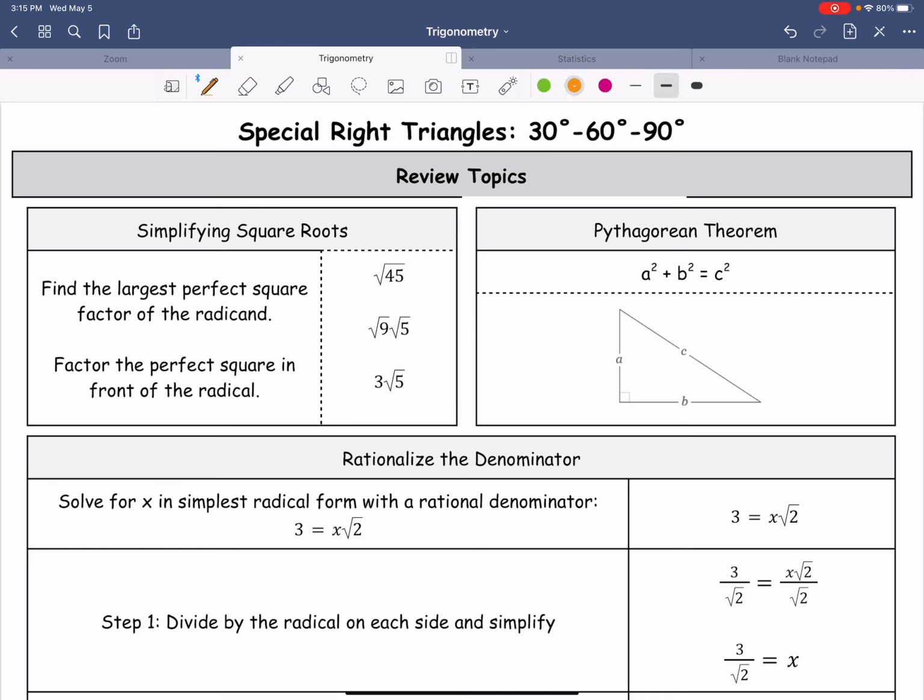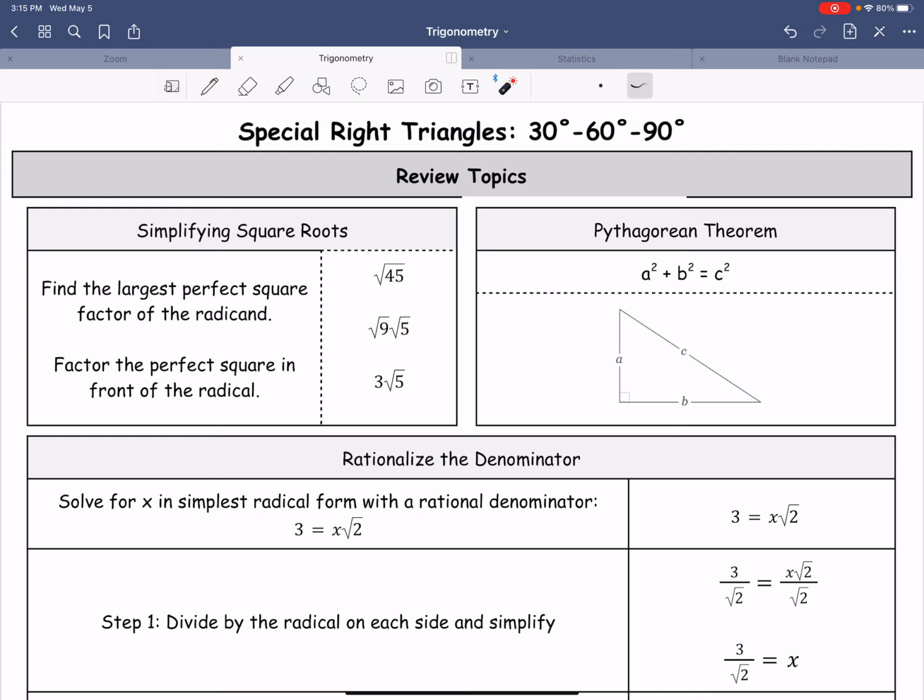In this lesson, we are focusing on special right triangles, specifically 30, 60, 90 right triangles. Before we get into those special right triangles, we have a few review topics that we're going to go over. First is simplifying square roots.